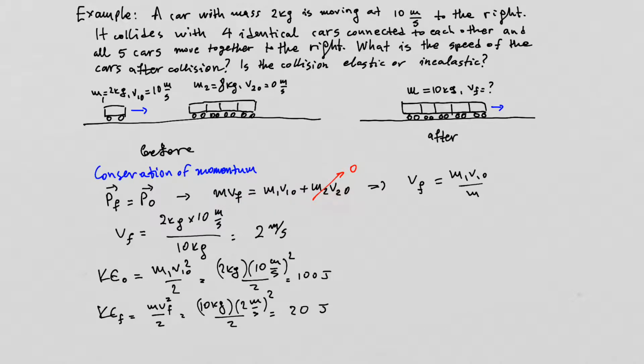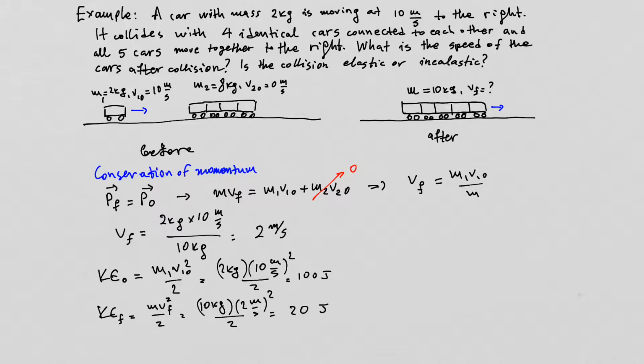From here I can solve for the final velocity, and that is equal to the mass of the single car times the initial velocity of the single car, divided by the mass of those 5 cars together. Substituting the numbers gives me a value of 2 meters per second for the final velocity of the 5-car train. Notice that before collision the single car was moving with 10 meters per second, and after collision the entire train of 5 cars is moving with 2 meters per second. So that is 5 times less.